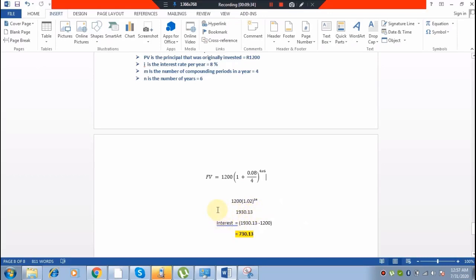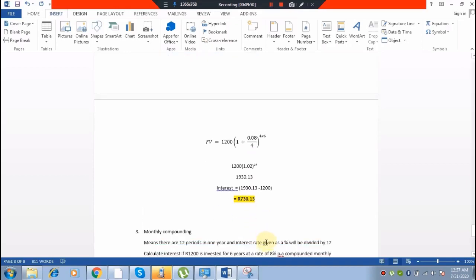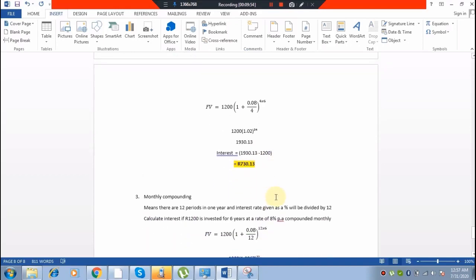Now we want to calculate the interest, which is the future value minus how much you invested. How much you invested versus what you finally have. So that is the amount. And again, always put your unit there. That's 730.13 rand.